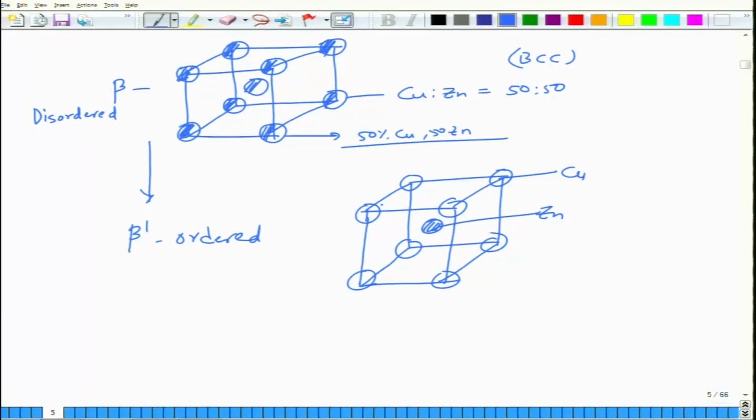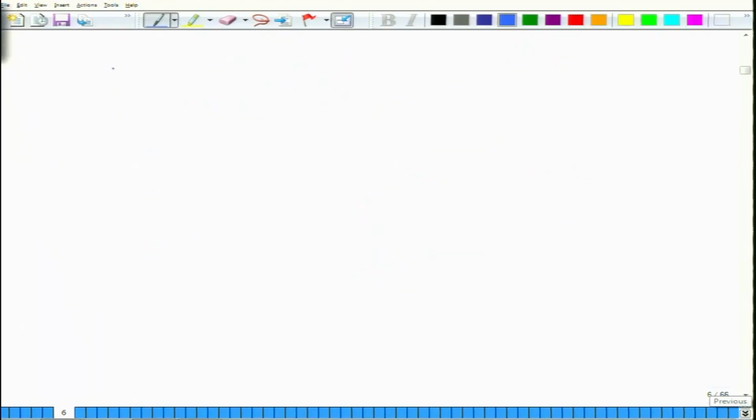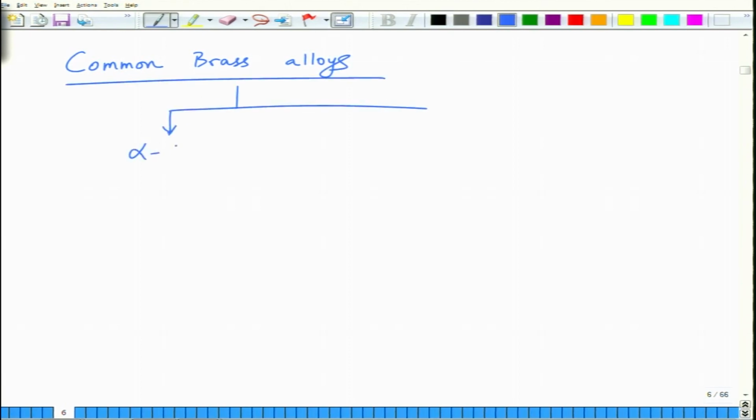So, there are two microstructures of brass which are very common. Brass has, so one is alpha brass and second is alpha plus beta brass. So, alpha brass is basically, you can say, it's copper rich compositions, and beta brass has a composition.